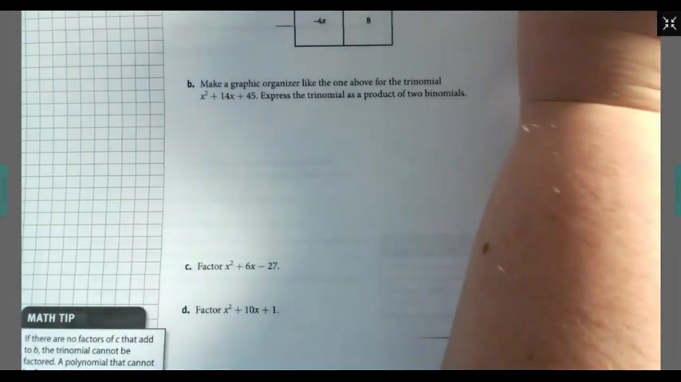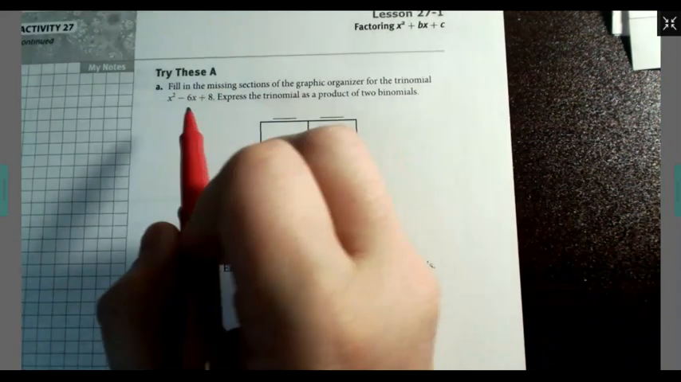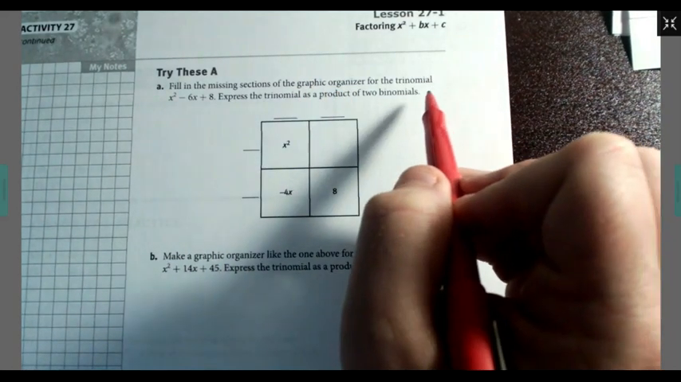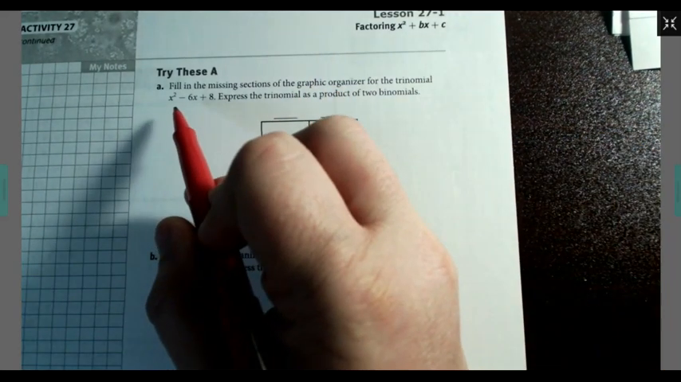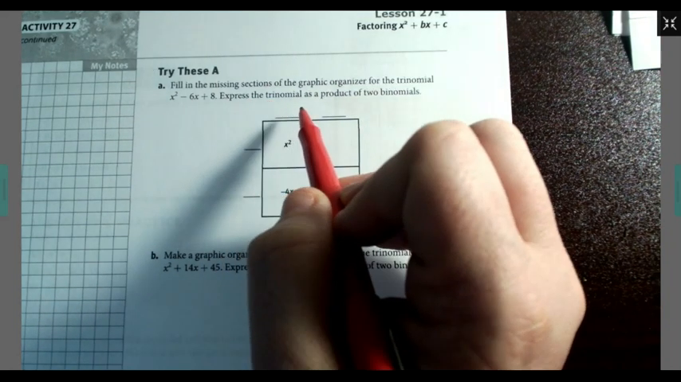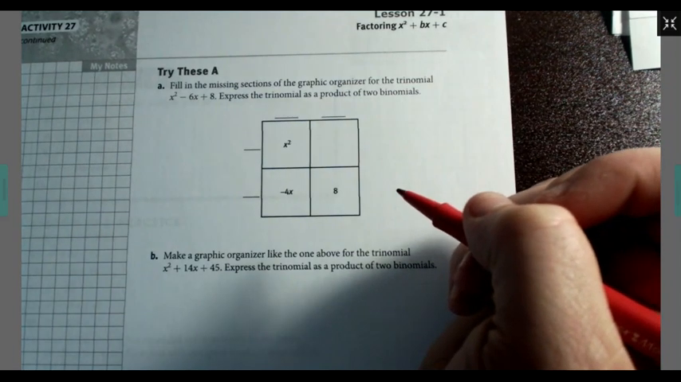We're just going to dive into these examples. So I'm looking at page 396 here, and it says, fill in the missing sections of the graphic organizer for the trinomial x squared minus 6x plus 8. Express the trinomials as a product of two binomials. Okay.